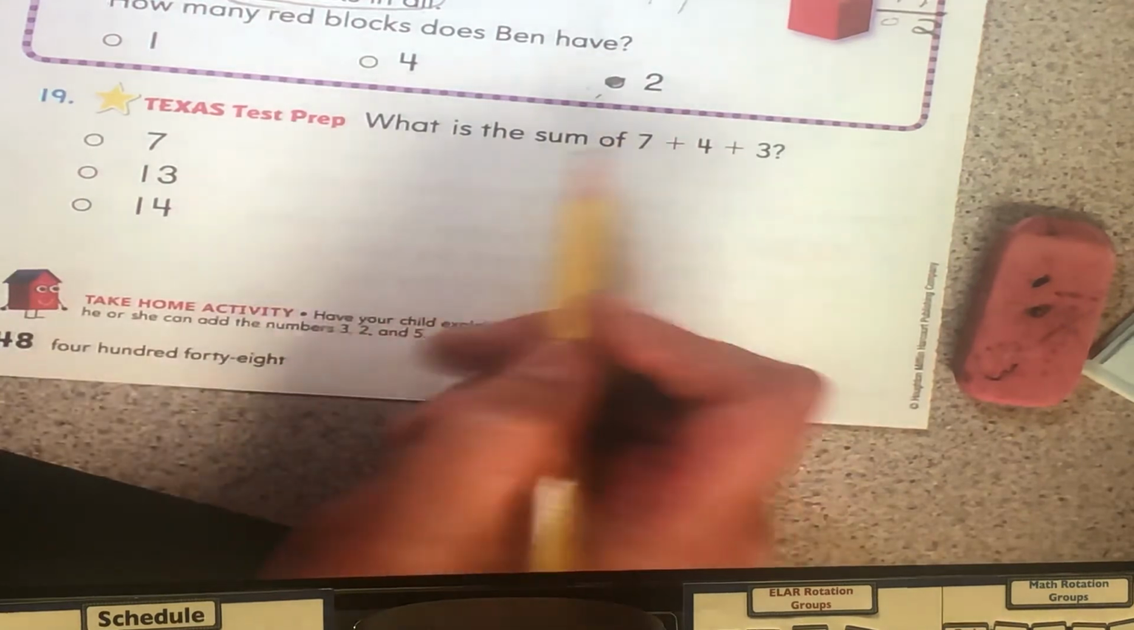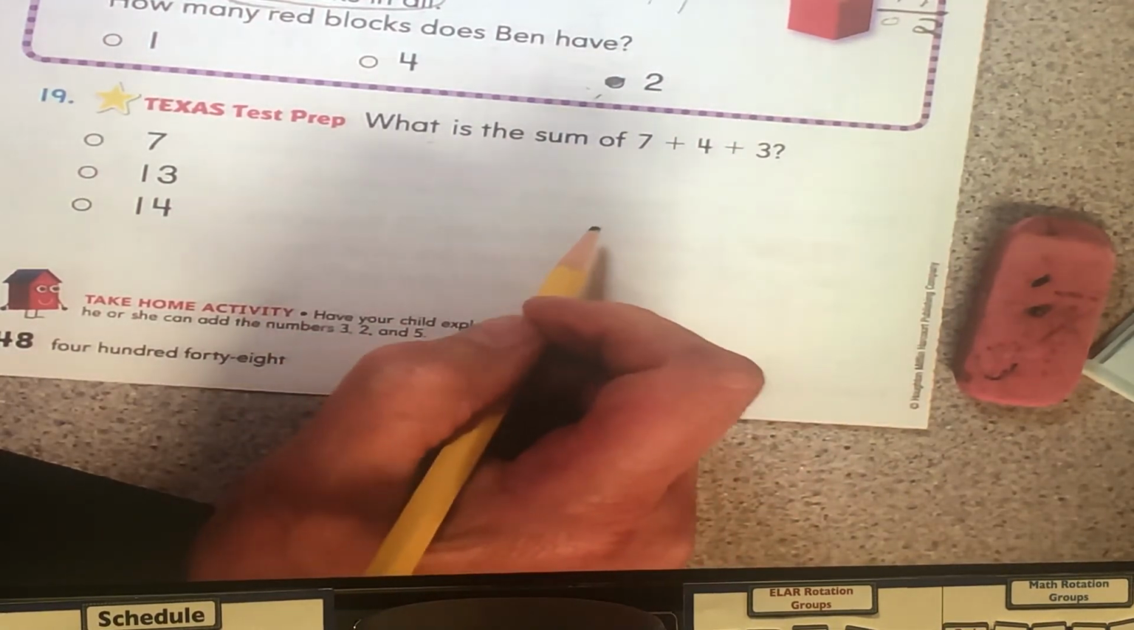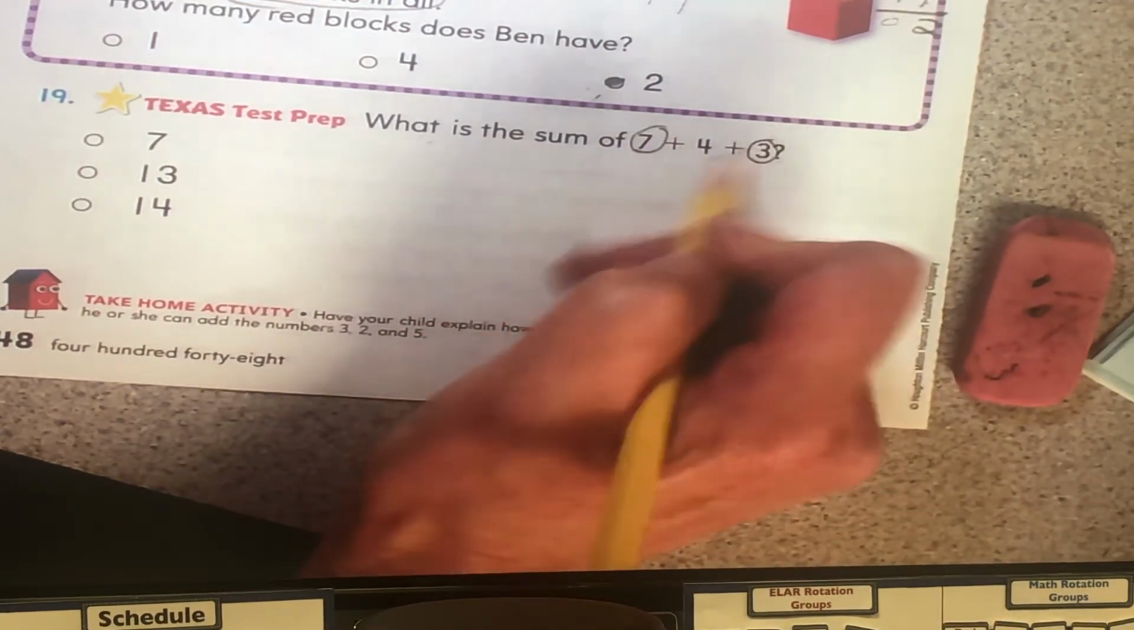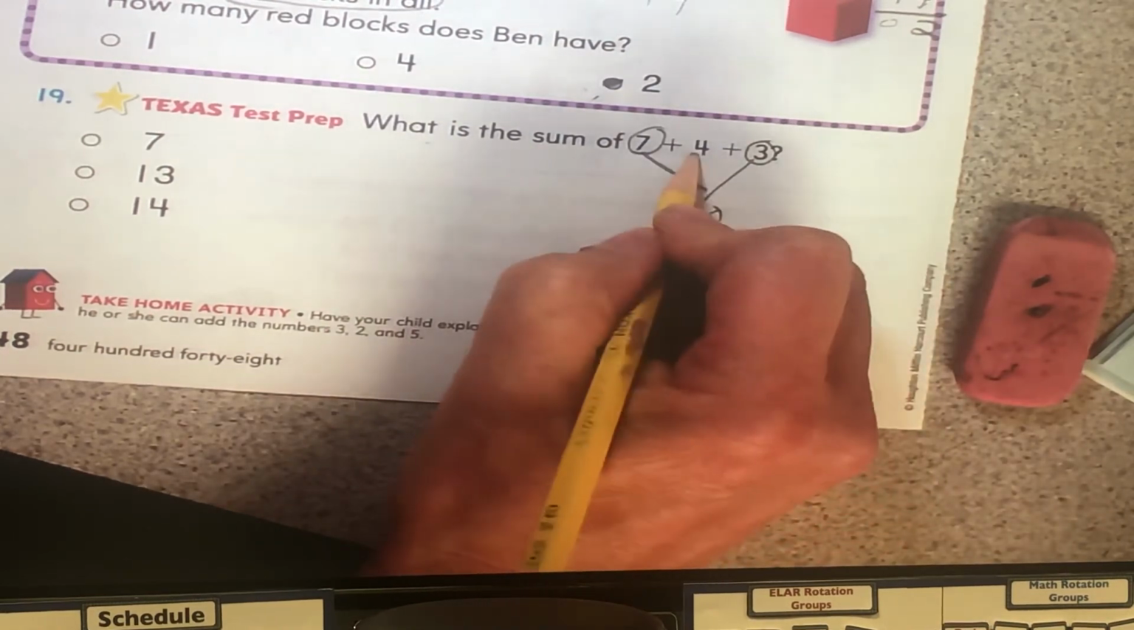And the last one, what is the sum of 7 plus 4 plus 3? Well, I can see a 10, so I'm going to do that strategy with a 10. 7 plus 3 is what? 10. Plus 4 more is 14.